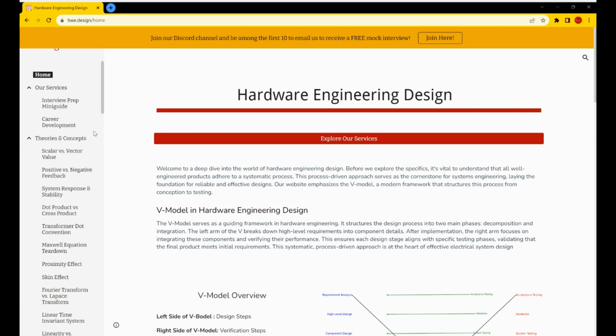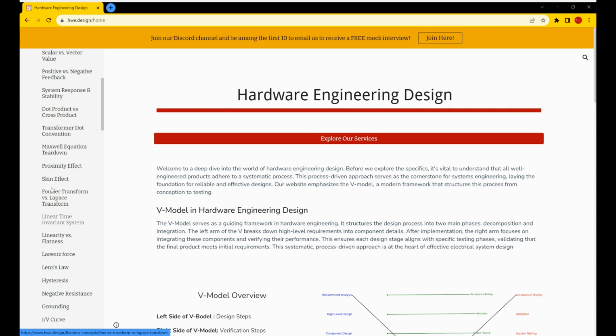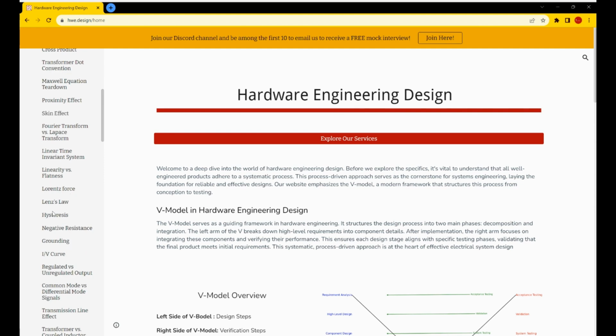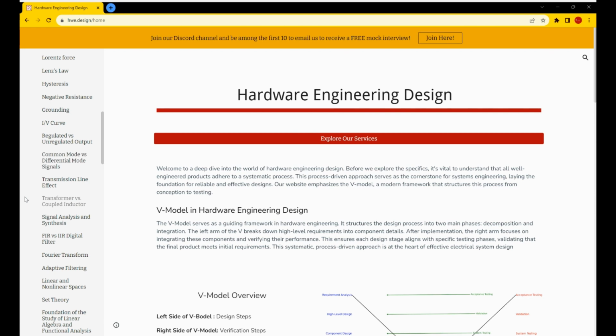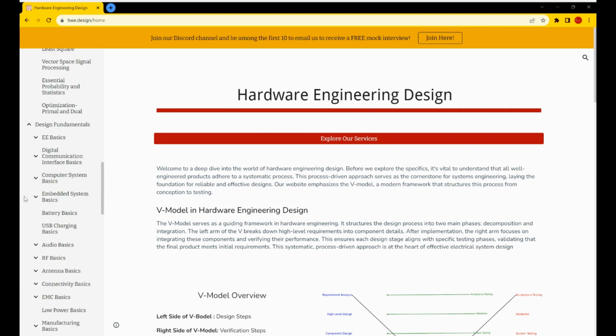To understand the building blocks, we need to understand the theories governing these principles, these physical phenomena, such as stability, Maxwell's equations, scaling effects, grounding, transmission line effects for high speed, etc. After we understand the theories, we're going to move to the actual components that go into these designs.